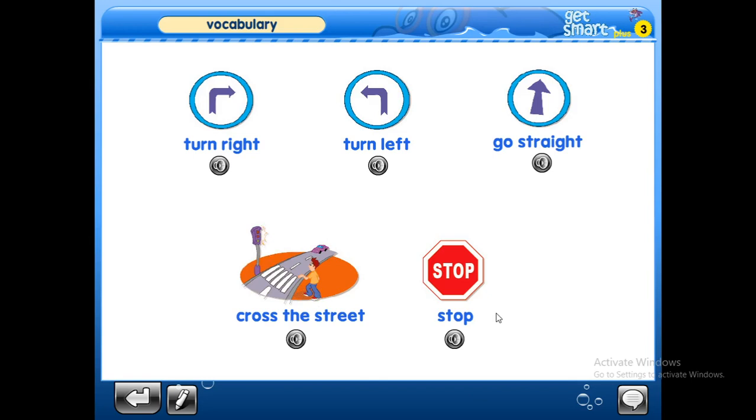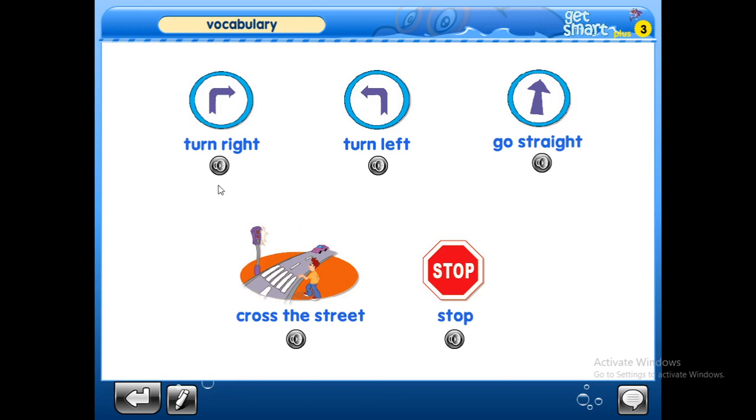Stop. Stop means stop doing anything. Don't go straight anymore. Stop means you don't walk. You don't turn right. You don't turn left. You don't cross the street. Just stop there.